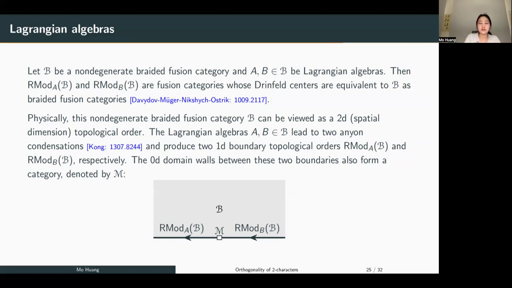Physically, this non-degenerate braided fusion category B can be viewed as a 2D topological order, and the Lagrangian algebras A and A' lead to anyon condensations and produce two 1D boundary topological orders, Mod_A in B and Mod_A' in B. The 0D domain wall between these two boundaries also forms a category denoted by M as follows.